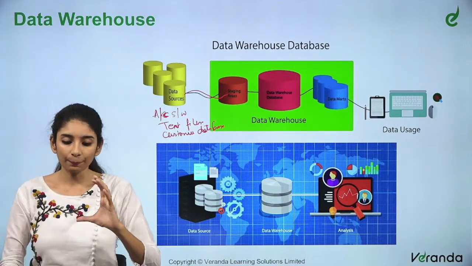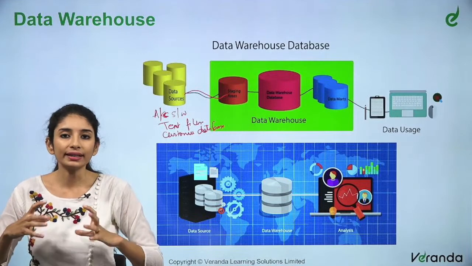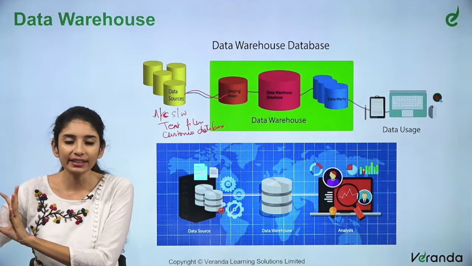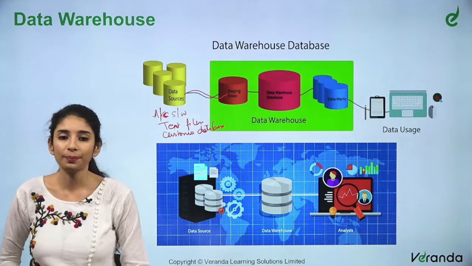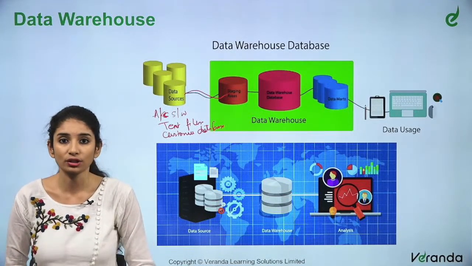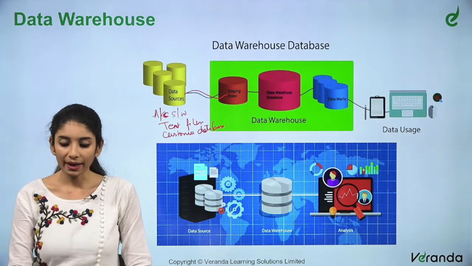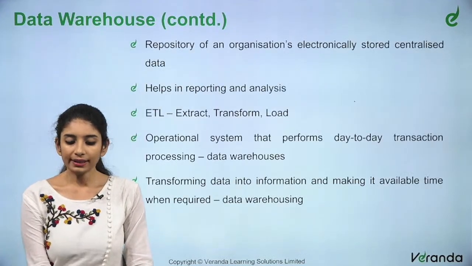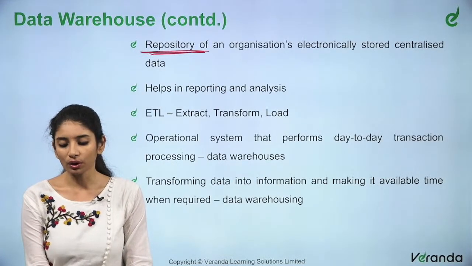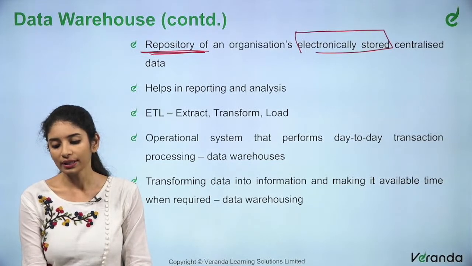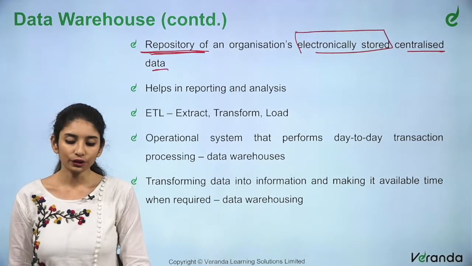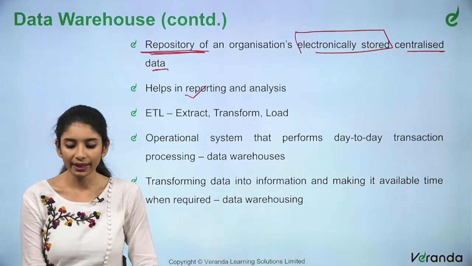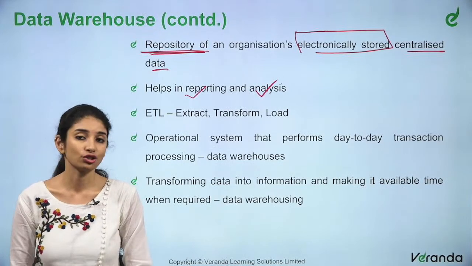Data warehousing is a place that helps in storing the data, in processing and analyzing the data, and finally giving me the end result, which could be in the form of some analytics or some reports that I can use for decision making. A data warehouse is a repository of an organization's electronically stored centralized data. It helps in reporting and analysis. It helps in business decision making.